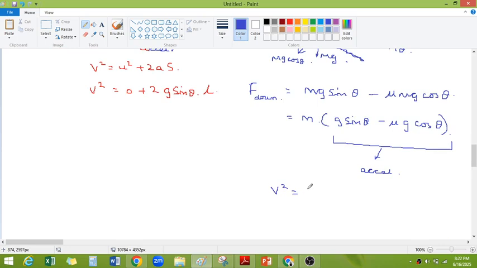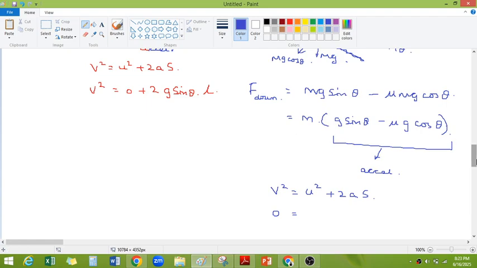So v squared is equal to u squared plus 2as. The final velocity here is 0 at the bottom. U is this thing, 2g sin theta L. So that means u squared will be, this is the initial velocity.